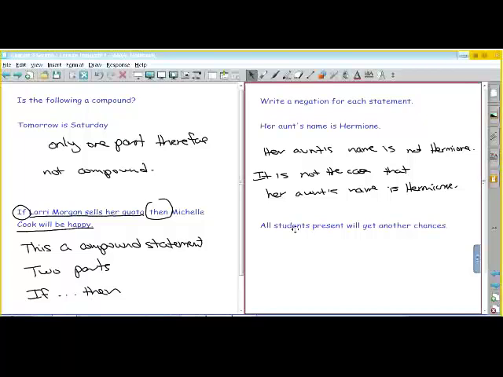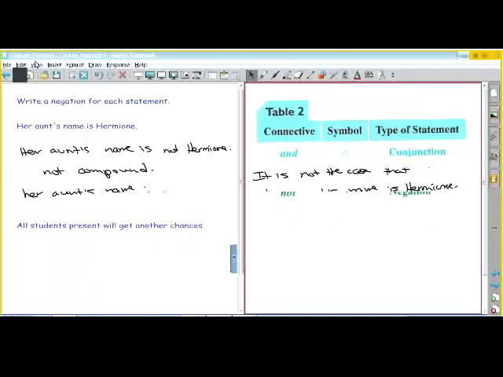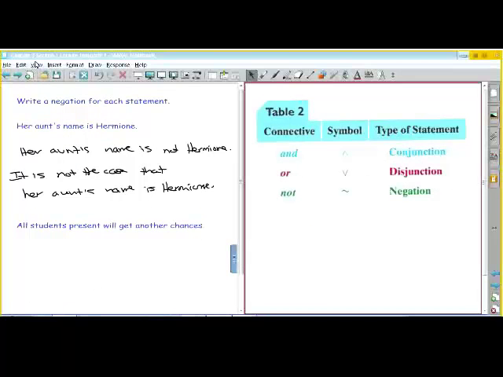All students. You could write, it is not the case that all students. Okay, that one would work. But a shorter version is sometimes more difficult to come up against. And typically on the test, I'll give you an easy one like this, and then one that's not so easy. So we will come back to that.